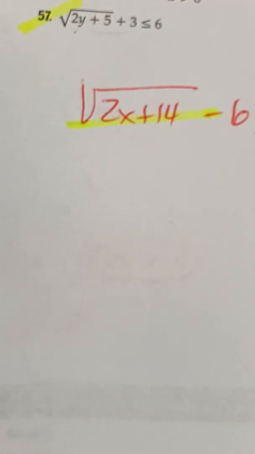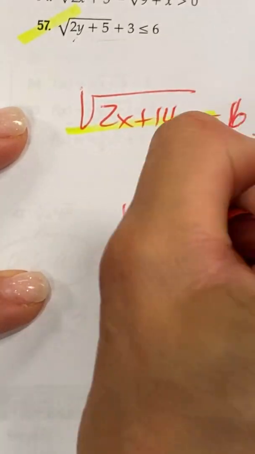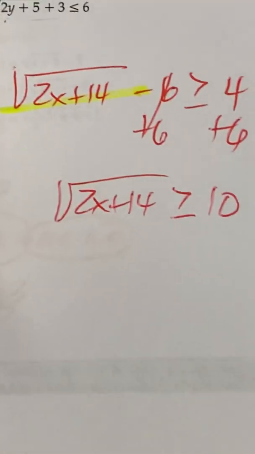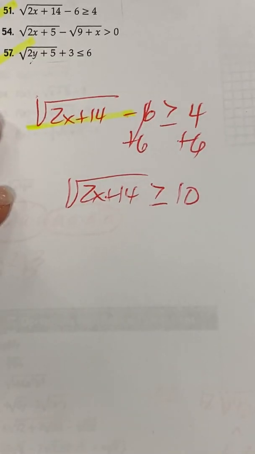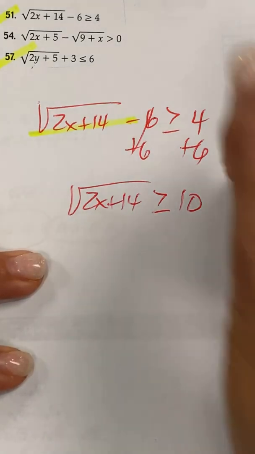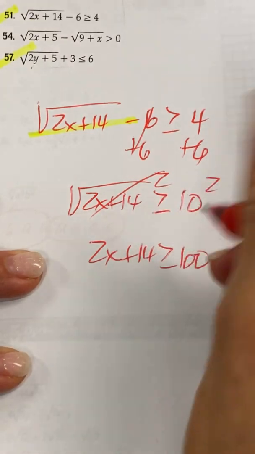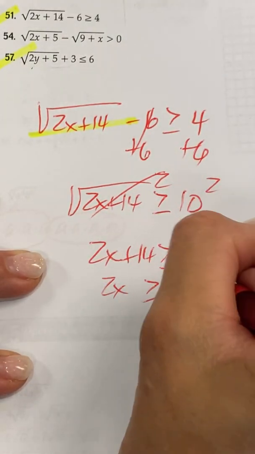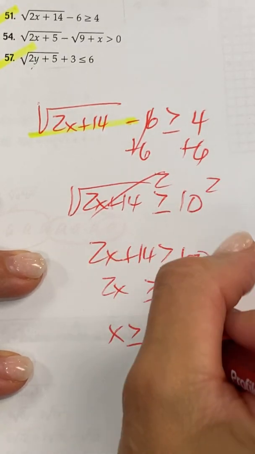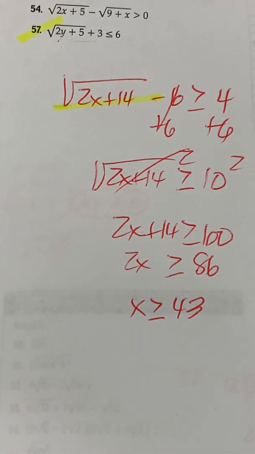Okay, same idea as before. I have to get this by itself. Add 6. Square both sides. Sorry, I'm not on the screen for everybody. Square both sides. Gosh. Is it okay? Sorry. Square both sides. 2x plus 14 equals 100. Subtract 14. 86. Divide by 2. 43.